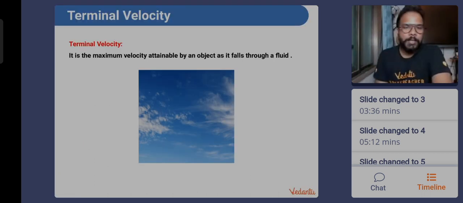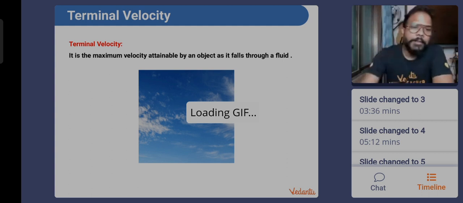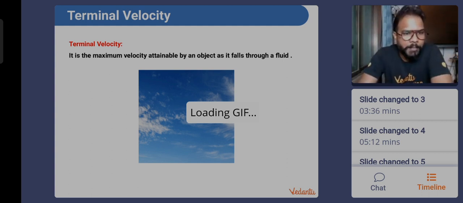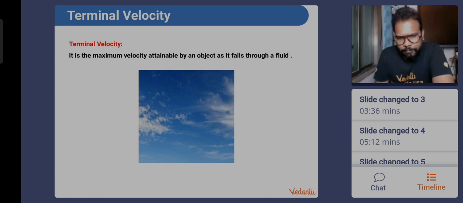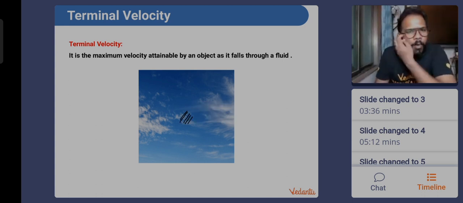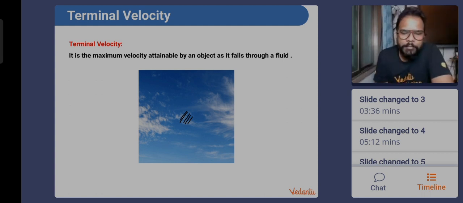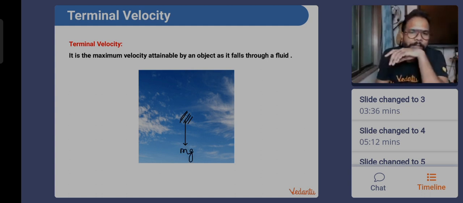Anyway, guys, let's speak about something called terminal velocity. This is the last topic of today, then we'll have many questions to solve based upon the same. Tell me everybody, when anything falls in a fluid, what is the downward force that acts on the body when it's in free fall? Definitely mg is acting. Everyone agrees. Any upward force which will act on it?